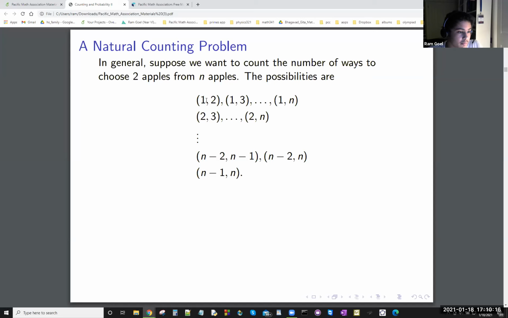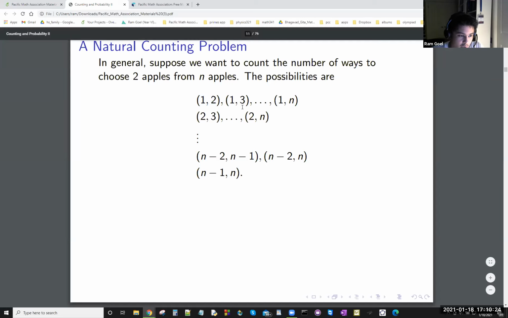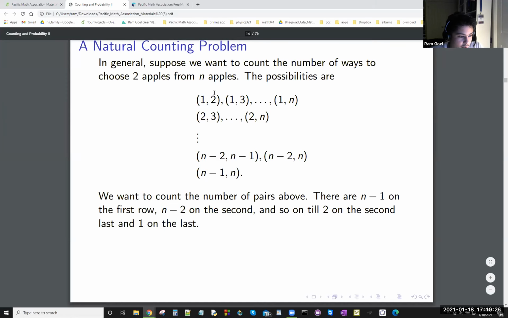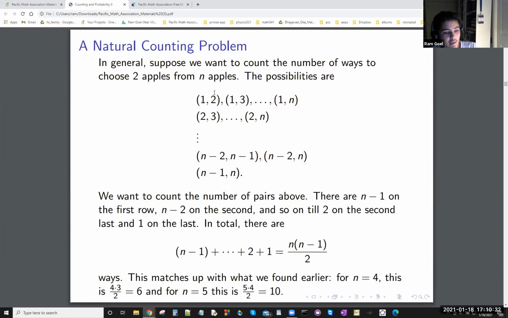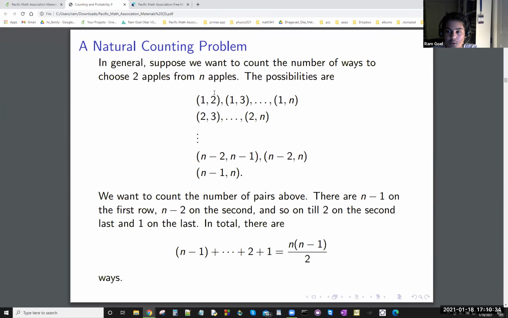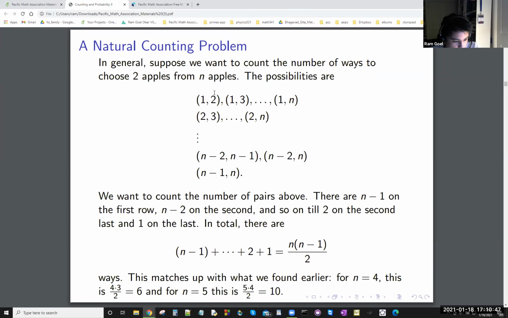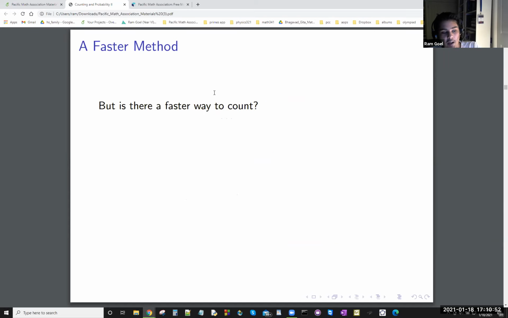If one of the apples is a 2, well, the second apple can be a 1, but we already counted that because that's 1, 2. And then through n, and then as Suyash said, we can sum this up. So we have n minus 1, n minus 2, and so on. So we get this formula right here, which is n times n minus 1 over 2. Now this is a little interesting. Can we generalize this formula to, let's say we want to find the number of ways to choose 3 apples from n? What kind of formula will we get then? And yes, this formula does match up with what we did for n equals 4 and n equals 5.